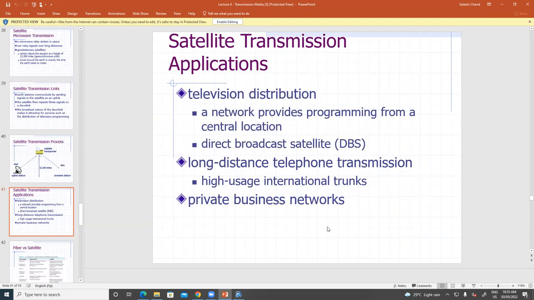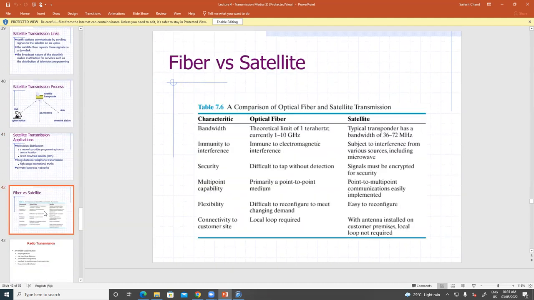The applications of satellite transmissions, it says television distribution, right? And then long distance telephone transmission, right? And also the private business user. Fiber versus satellite here. This is a comparison of fiber, optical fiber and satellite transmission.